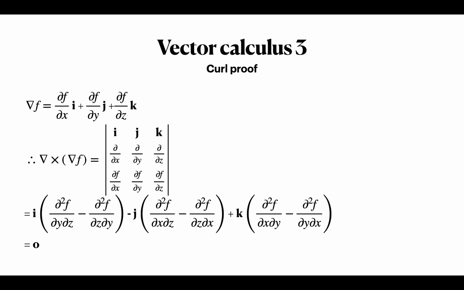And you'll notice here, folks, that the 0 that I get is not the scalar 0, it's the vector 0. Okay, it's 0 along i plus 0 along j plus 0 along k, because the curl is always a vector.